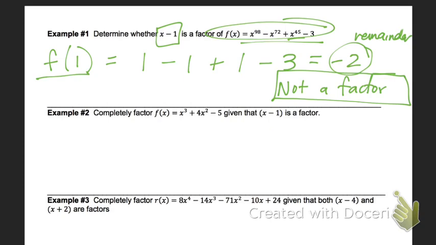Completely factor, given that x minus 1 is a factor. So what would I need to do here? I've got to do synthetic division. What number goes in the box? 1. Read across the coefficients. What would they be? 1, 4, 0, 5, and -5. Good.